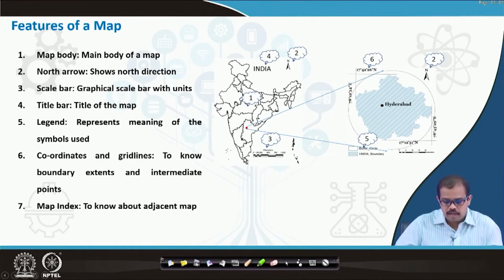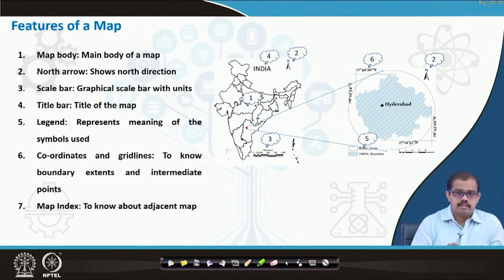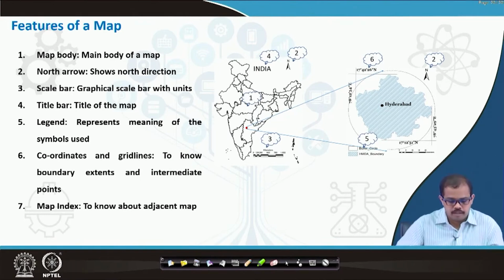For example, I have added a scale bar here, in which every unit is approximately 62.5 kilometers. Which means that every unit on the map is approximately 62.5 kilometers. This entire scale measures from 0 to 1000 units.